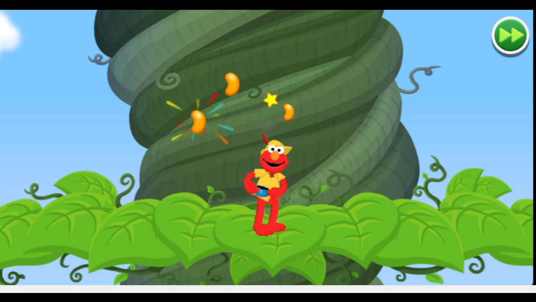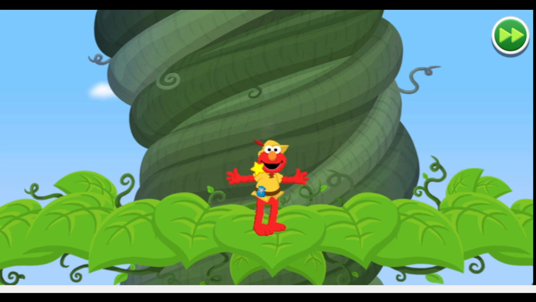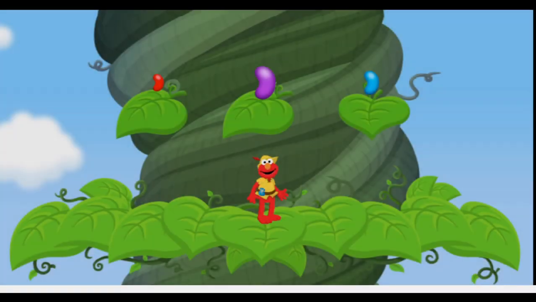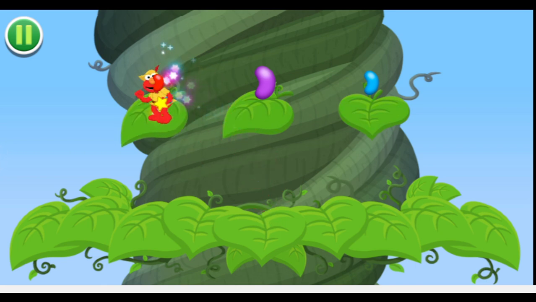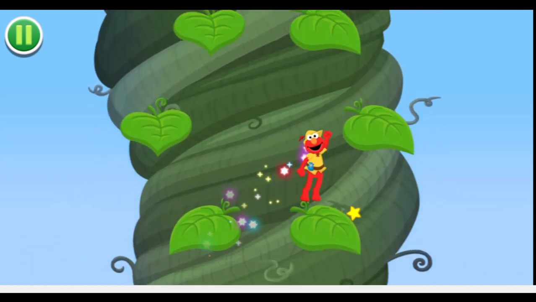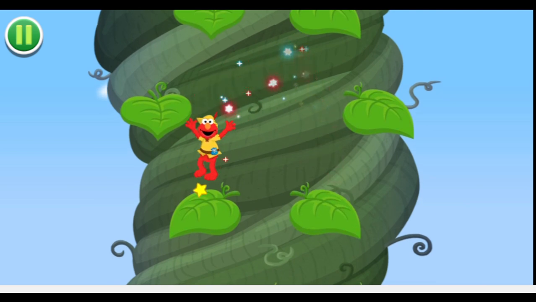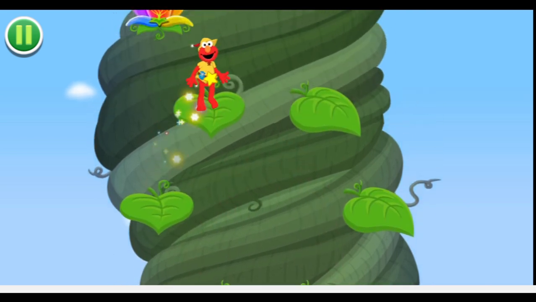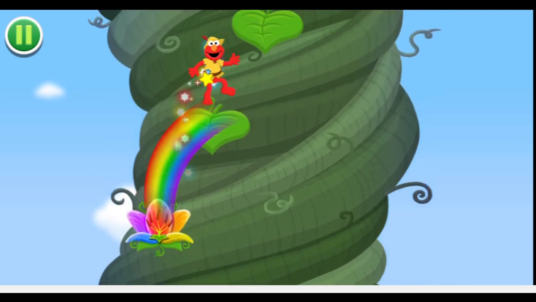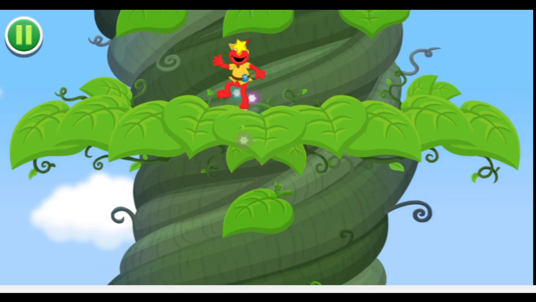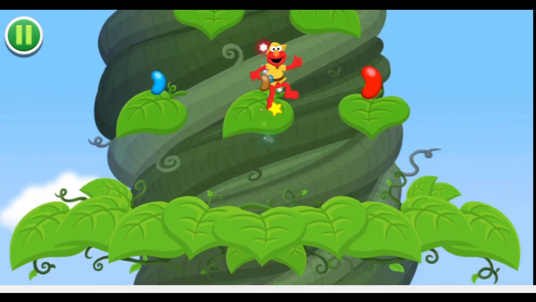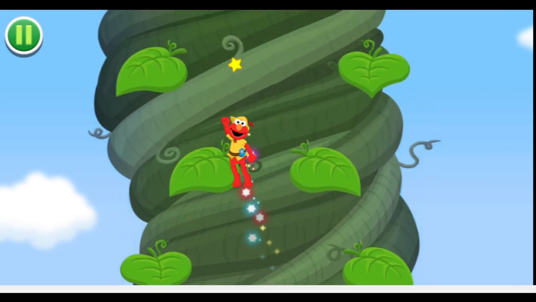We found so many beans! Now let's find more beans! This time, jump to each of the smallest beans! That's right! Keep looking for all the smallest beans. Up, up and away!